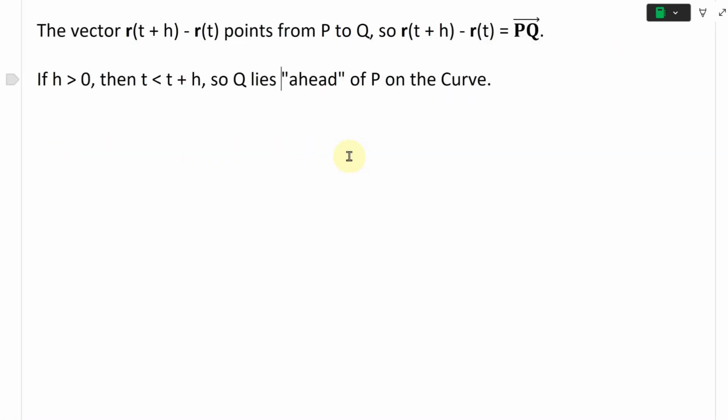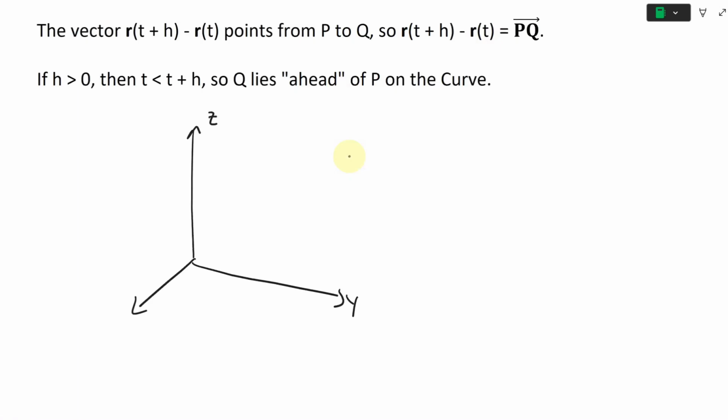All right, so let's draw this out. I'm going to draw it like this. This is the y, this is the z, and this is the x component. Now we're going to look at the case for h greater than 0.